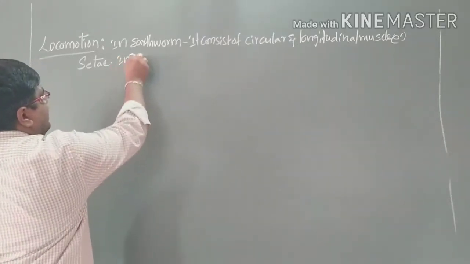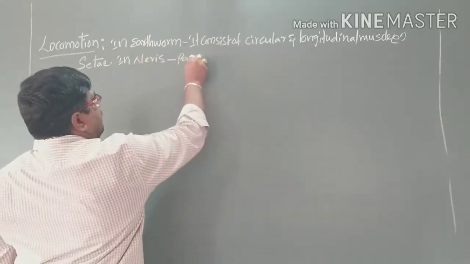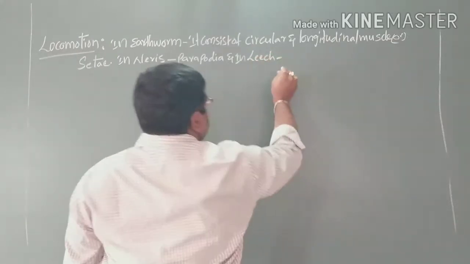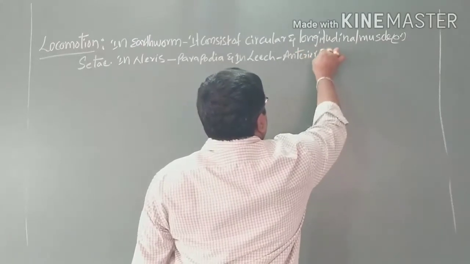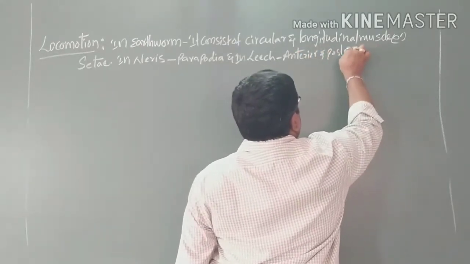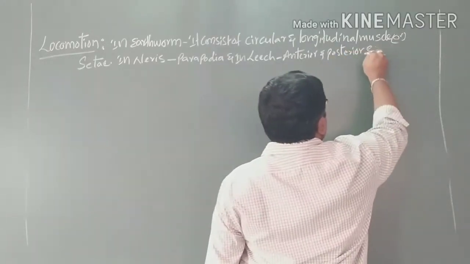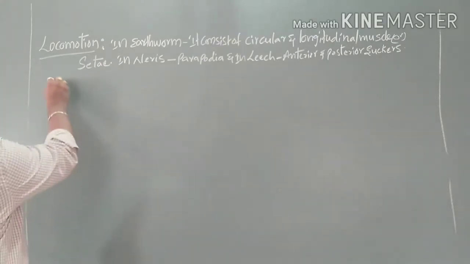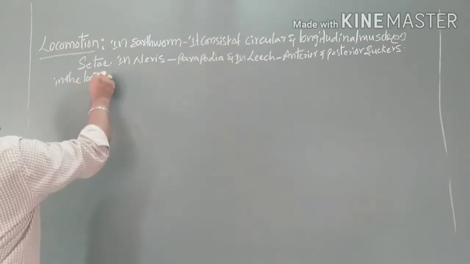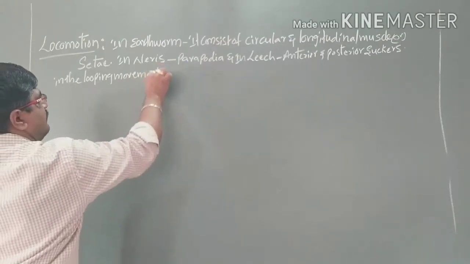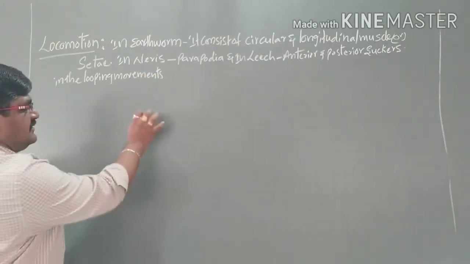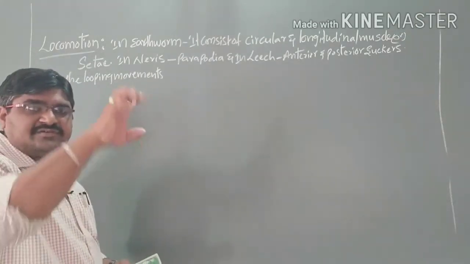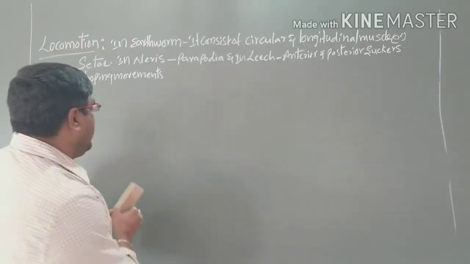In Nereis it consists of the parapodia as the locomotor organelles, and in a leech it consists of anterior and posterior suckers. With the help of the anterior and posterior suckers it moves in the form of looping movements. Looping means it moves like this, from one place to another place. So this type of movement we call a looping movement.